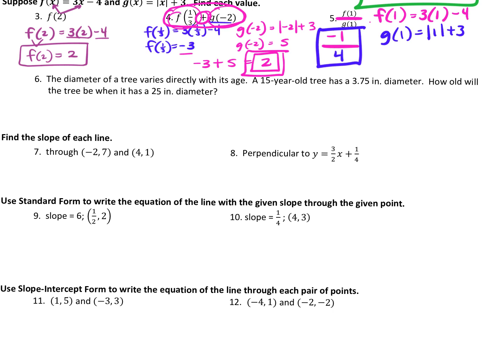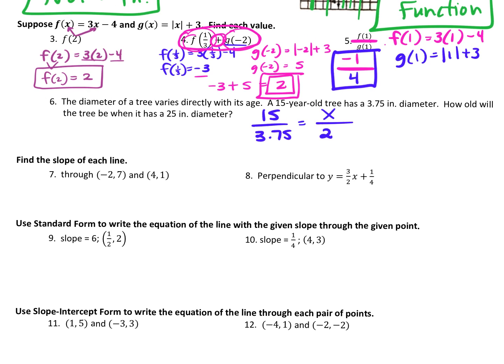Number 6, the diameter of a tree varies directly with its age. A 15-year-old tree has a 3.75-inch diameter. How old will the tree be when it has a 25-inch diameter? So I would set it up age over diameter equals age, and there you said how old, so that's our unknown, divided by diameter.